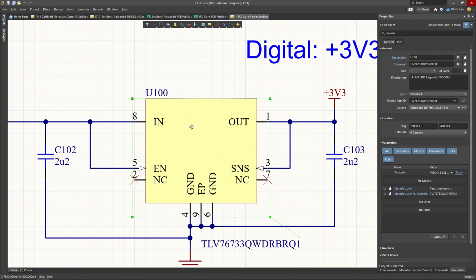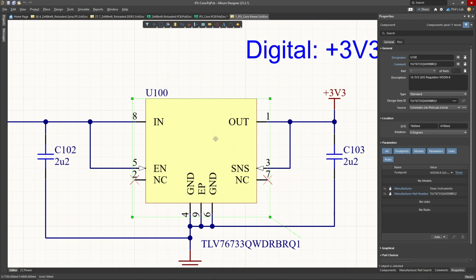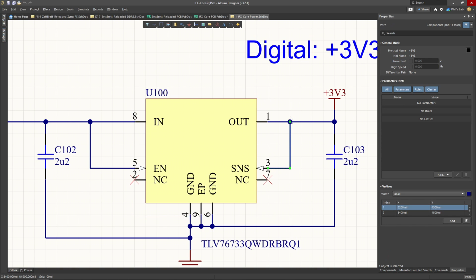our LDO turns on. You can see we also have a sense trace, and this can be used, for example, with a feedback network, some resistor dividers, to alter the output voltage. For this specific part, this is a fixed 3.3 volt part. This sense trace is only used as a very short feedback trace to sense the output voltage, 3.3 volts, without any dividers. Let's move over to the PCB now.